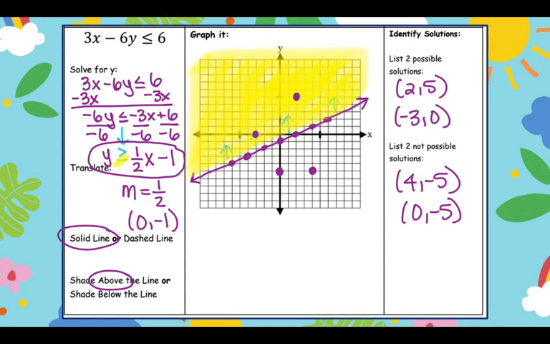And that concludes our little lesson on graphing inequalities. I hope that helps you understand how to graph the different forms of linear inequalities.